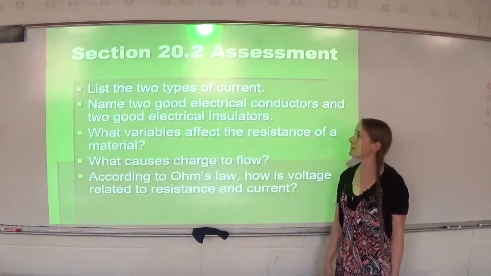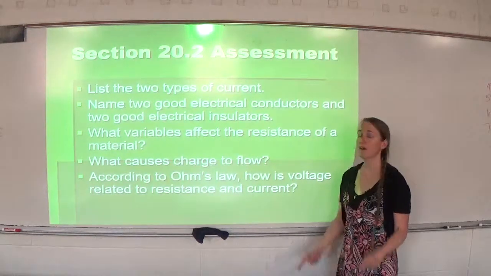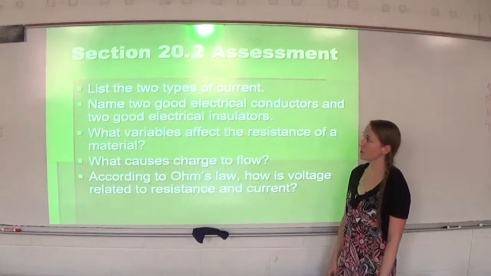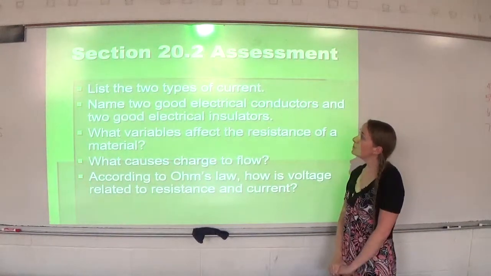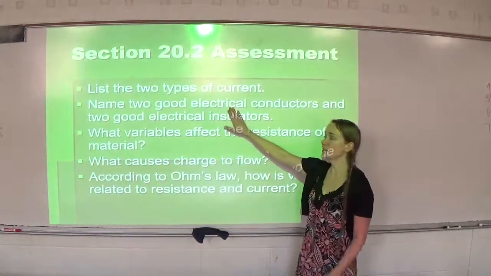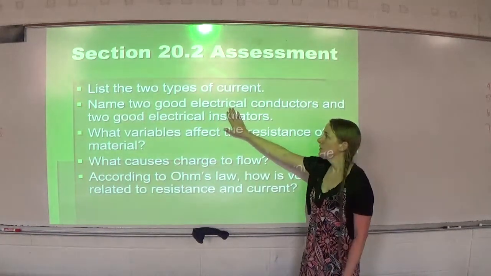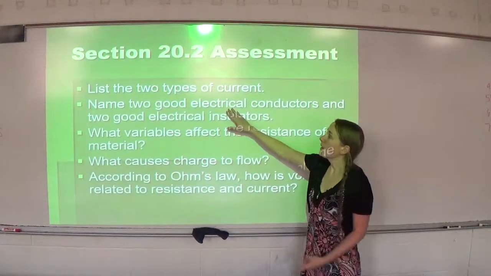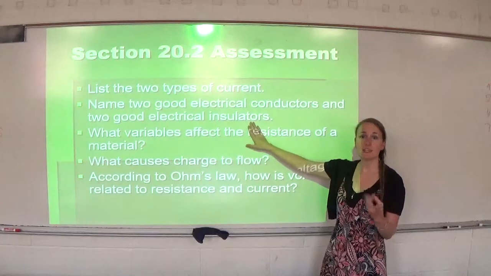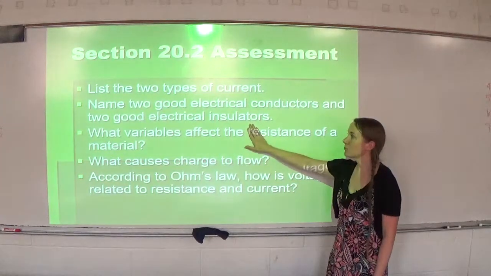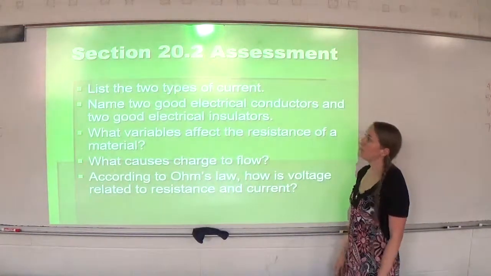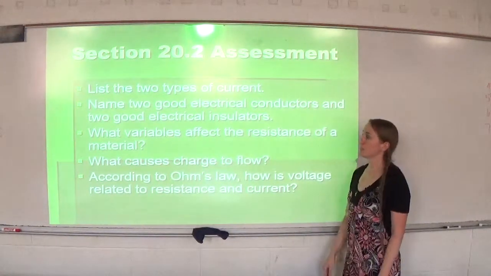So, section assessment. List two types of current. Well, you have alternating current and direct current. Number 2, name 2 good electrical conductors and 2 good electrical insulators. Well, for conductors, you could say copper and silver. Really, pick almost any metal. For 2 good electrical insulators, you could do plastic and rubber. There are others besides those examples I just gave you, by the way, but those are just 2 that we just discussed in the PowerPoint.